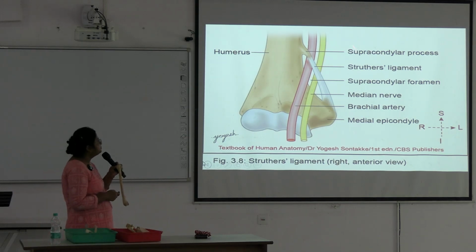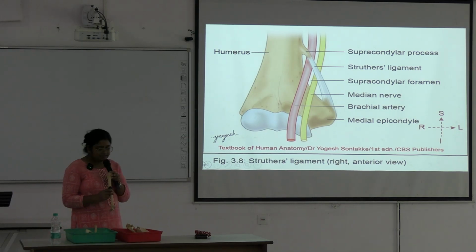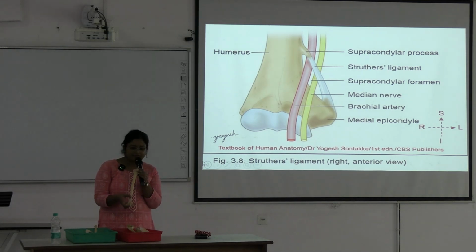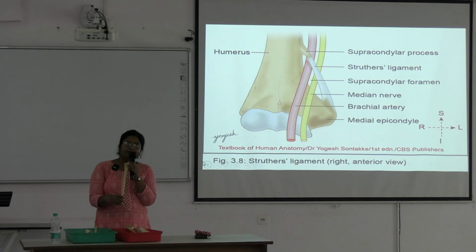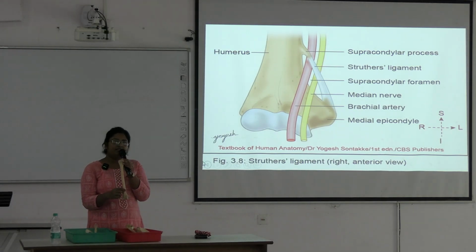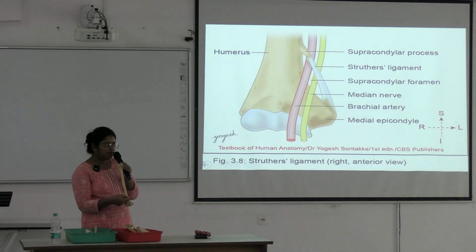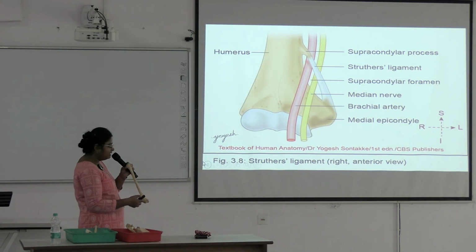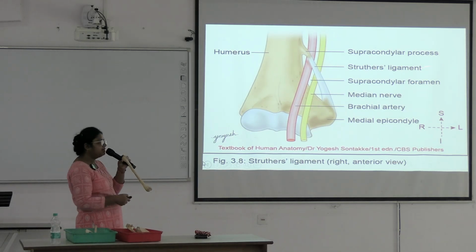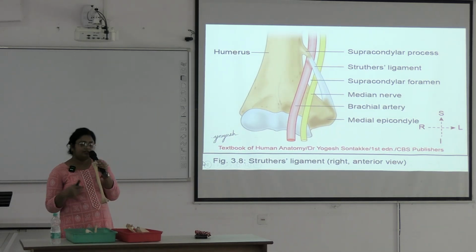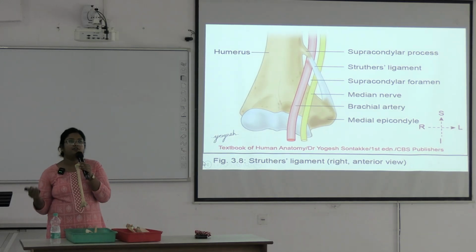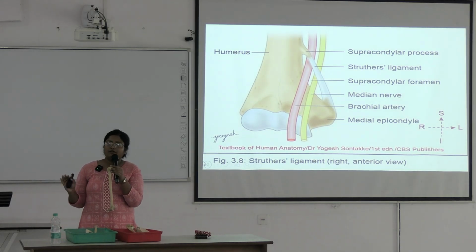Now, one important projection is present in the anteromedial surface, mainly from medial border. 5 cm above this medial epicondyle, there is a projection from this anteromedial surface. This is attached to this medial epicondyle via one ligament that is known as Struthers ligament. This is sometimes present. It is said that it is a remnant of third head of the coracobrachialis.